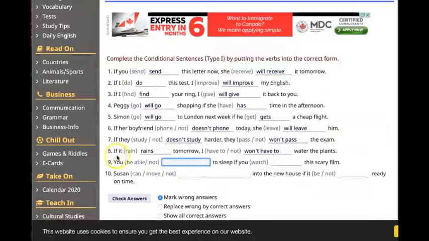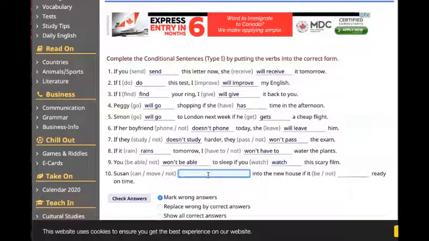9. You, now we are not starting with if, so we need to start with will. You won't be able to sleep if you watch this scary film. It is watch in simple present because we're talking about you. That's why we cannot write watches. It's talking about you as a subject, a pronoun.